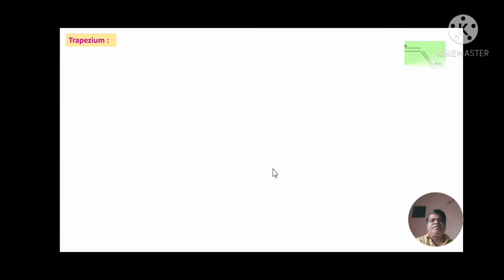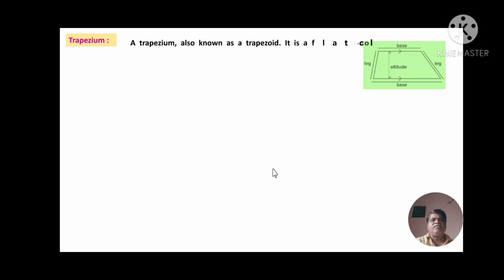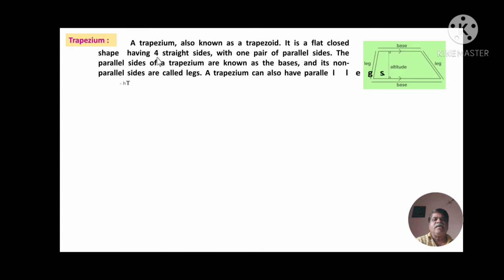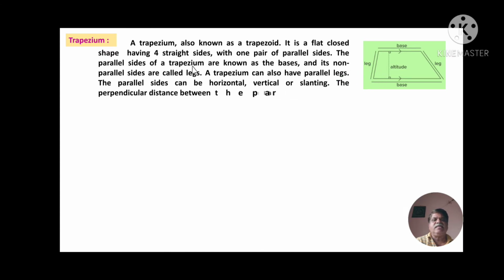Friends, what is a trapezium? In the adjoining figure, a trapezium is shown. A trapezium is also known as a trapezoid. It is a flat, closed shape having 4 straight sides with one pair of parallel sides. The parallel sides of a trapezium are known as the bases and its non-parallel sides are called legs. A trapezium can also have parallel legs. The parallel sides can be horizontal, vertical or slanting.